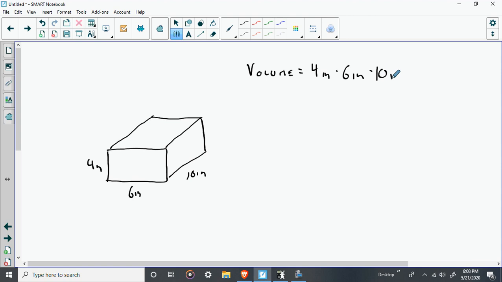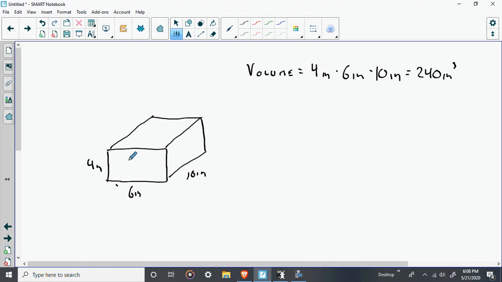It doesn't matter what order you multiply them in. 4 times 6 is 24, times 10 will be 240 inches cubed. No big deal there. You guys should know how to take the volume of the box. That's how much space occupies the inside. Surface area, though, is a little bit tricky.